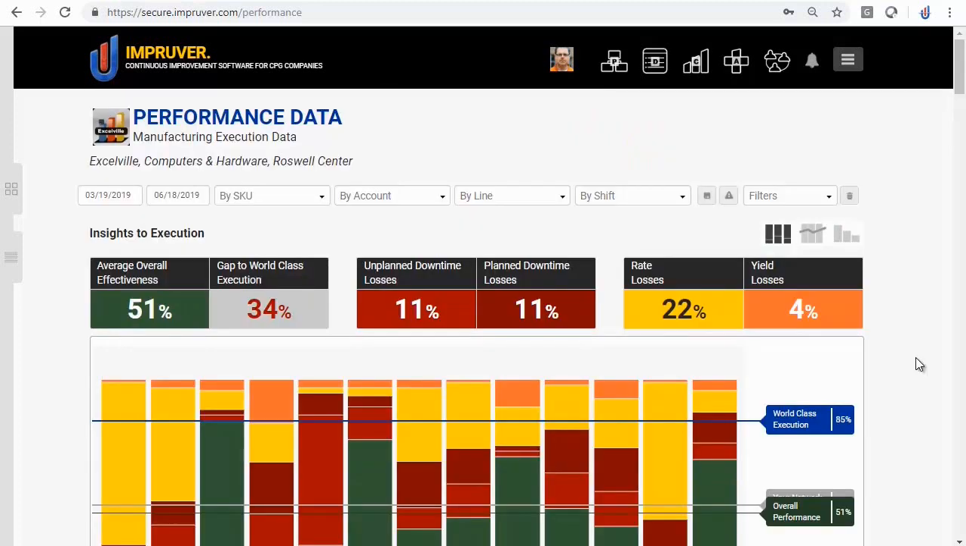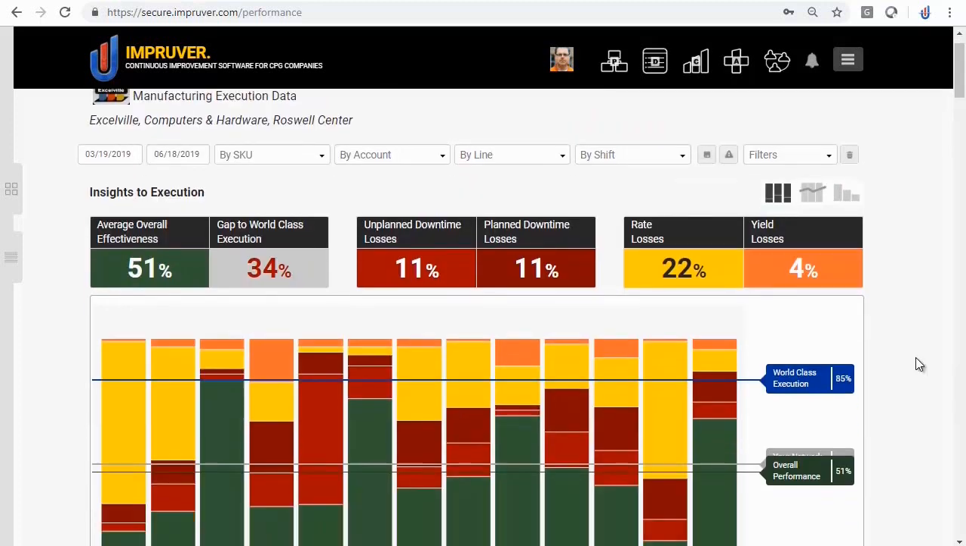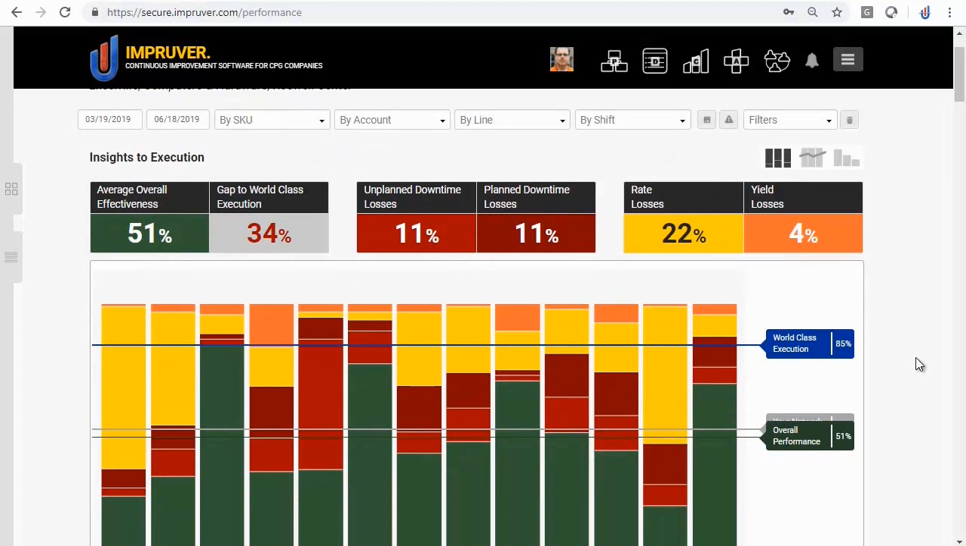So just a quick overview on OEE, what it shows, how to read it, and how to use this information. There's a few categories here. There's overall effectiveness. This is essentially a measure of, based on your total time used for operations, how much of that time is going toward producing saleable product. You have your gap to world class. This is really just the difference to 85%. 85 is widely known as world class execution.